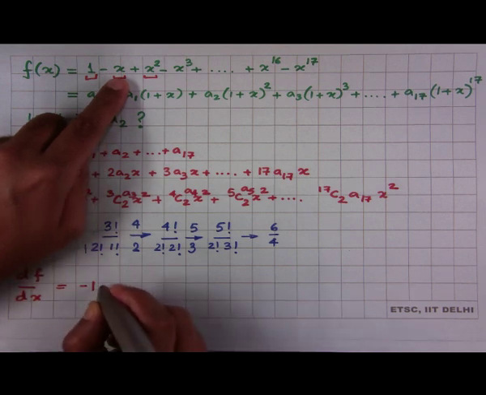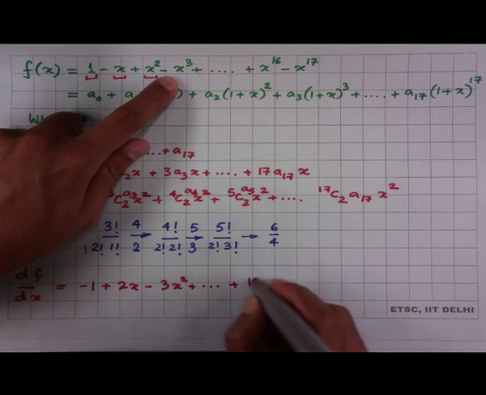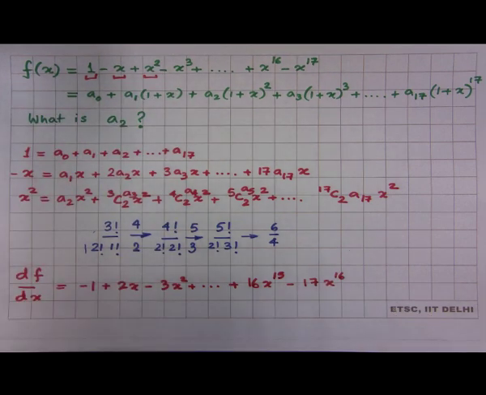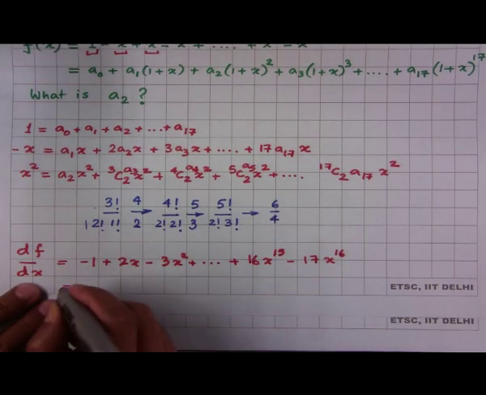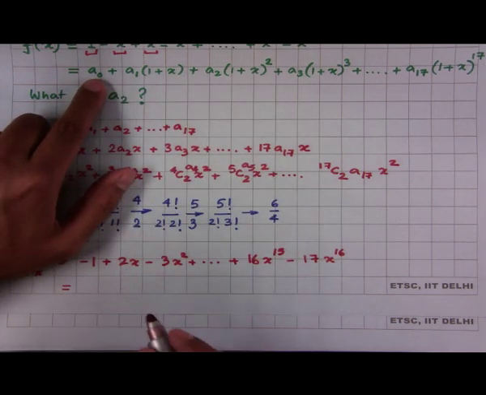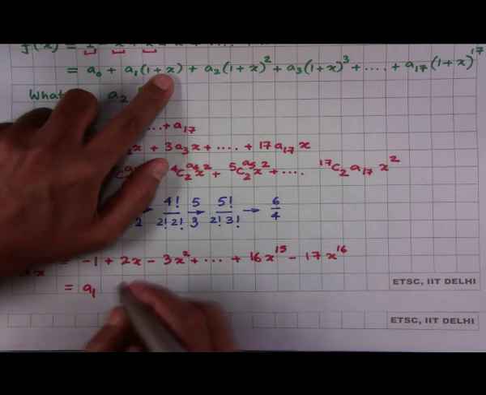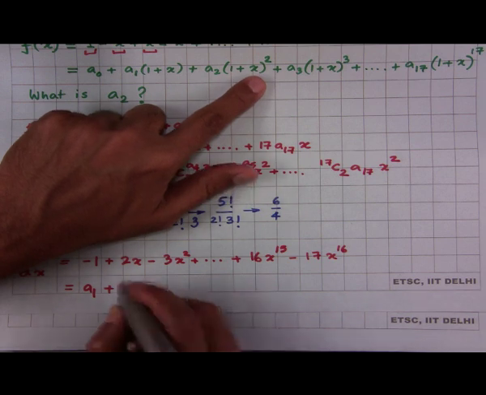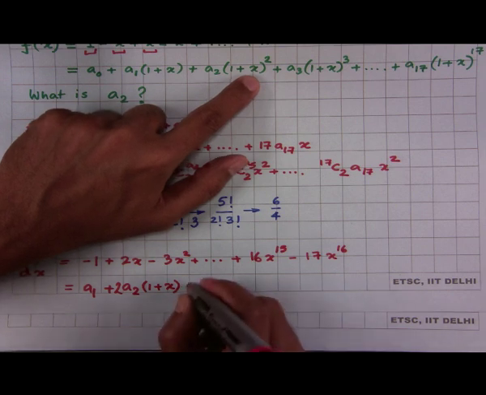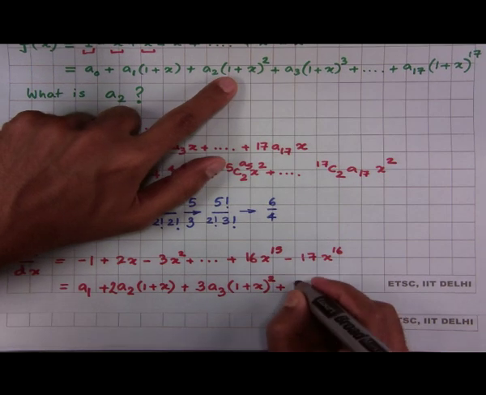minus 1 plus 2x minus 3x squared plus 16x power 15 minus 17 x power 16 and so on, and this happens to be equal to, you can do the same thing, a derivative of this as well. How do you do a derivative of this? Derivative of a 0 is nothing, derivative of a 1 times 1 plus x is a 1 times the derivative of 1 plus x, which is 1, plus derivative of a 2 times 1 plus x squared is a 2 times 2 times 1 plus x times derivative of 1 plus x, which is 1, and so on. You get the picture.